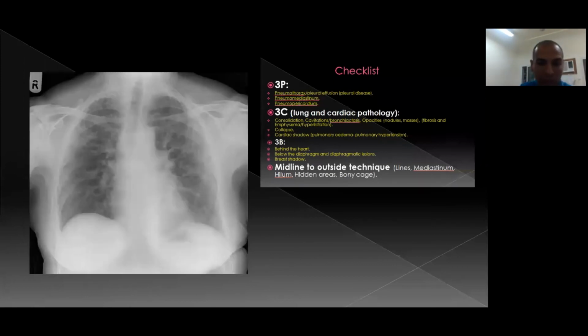Okay, well done. Thank you, Dr. Habib. Shift to this one. This is another chest X-ray, also very easy to identify. Any volunteer? Anyone wants to share?